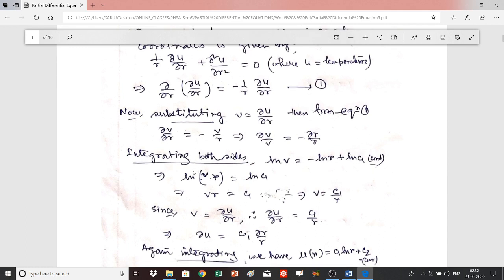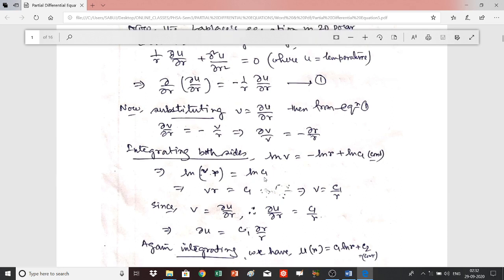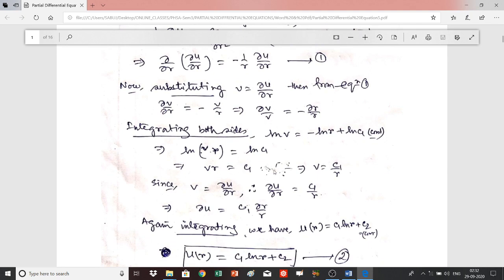So from here, if you take this term to the left hand side, log v plus log r gives you log v into r, that is log c1, and from here v into r is equal to c1, or v is equal to c1 by r. Since v is equal to del u del r, from this relation you can write del u del r is equal to c1 by r, and from here del u is equal to c1 del r by r.